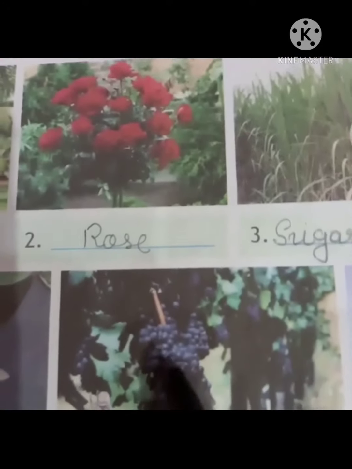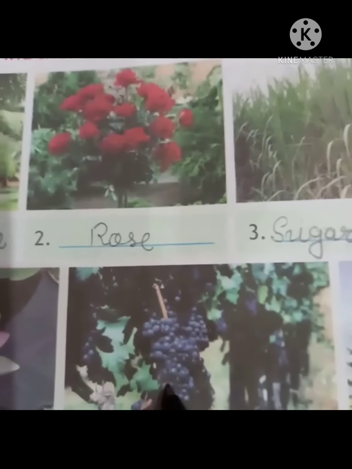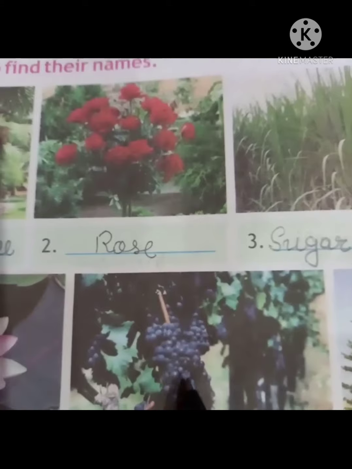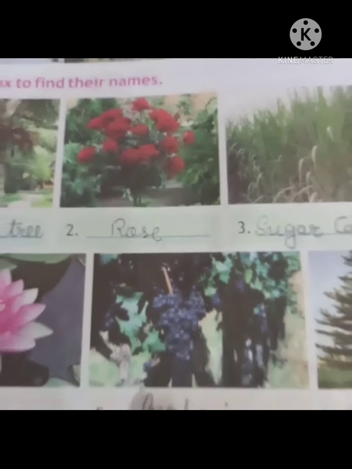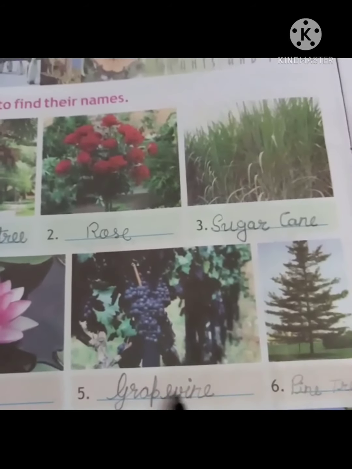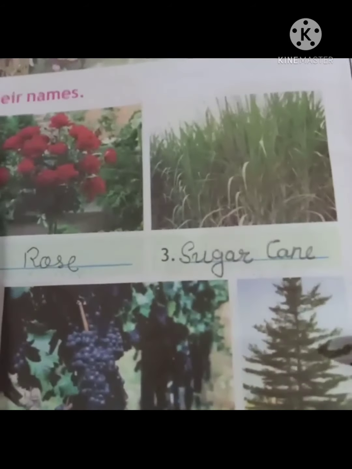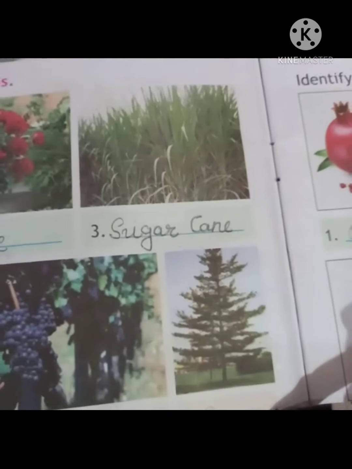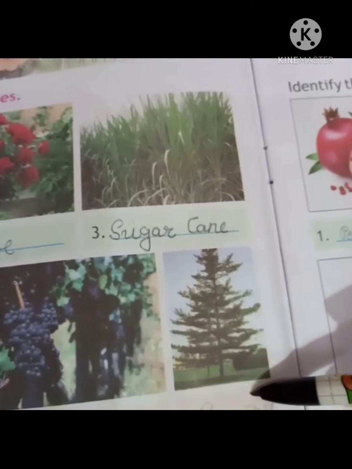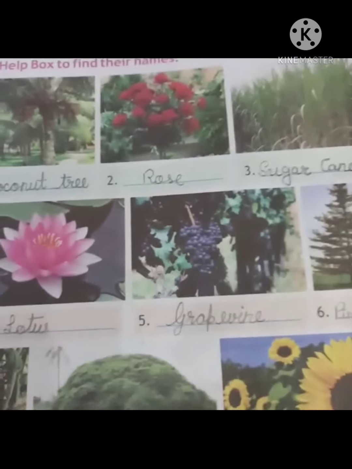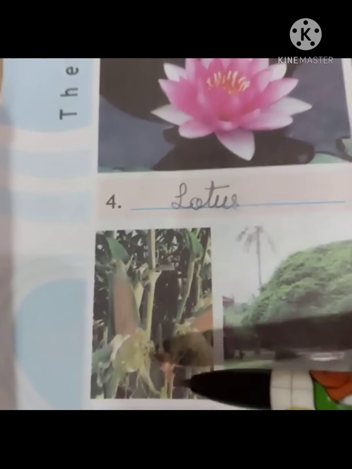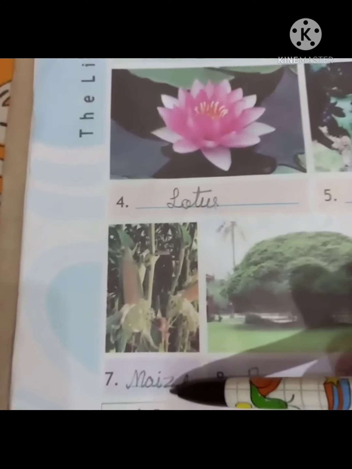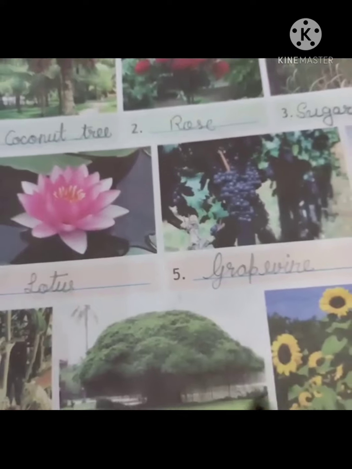Now my dear students, what is it? Yes, it is very sweet and lovable to the kids. You all like the grapes. So it is a grapevine. We will write here grapevine. Now what is it? It is pine tree. And the next is, what is it? It is maize. M-A-I-Z-E. Maize.